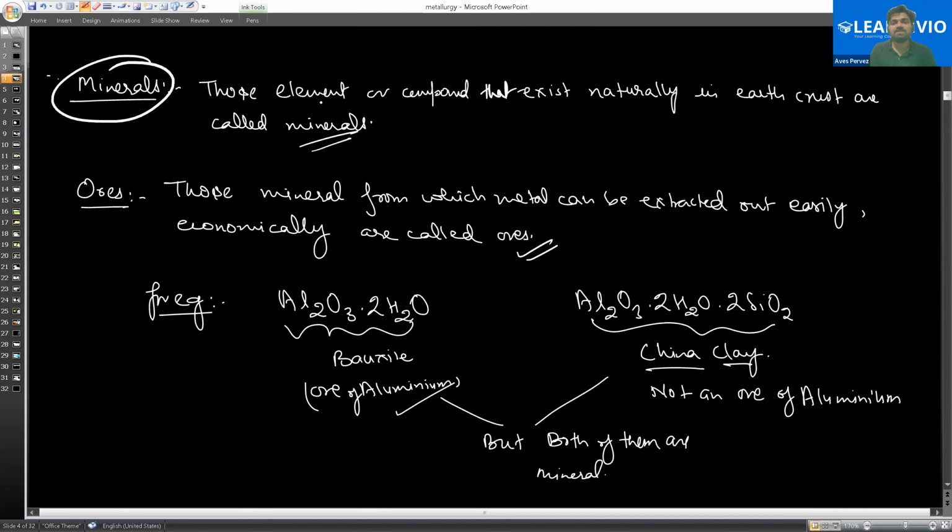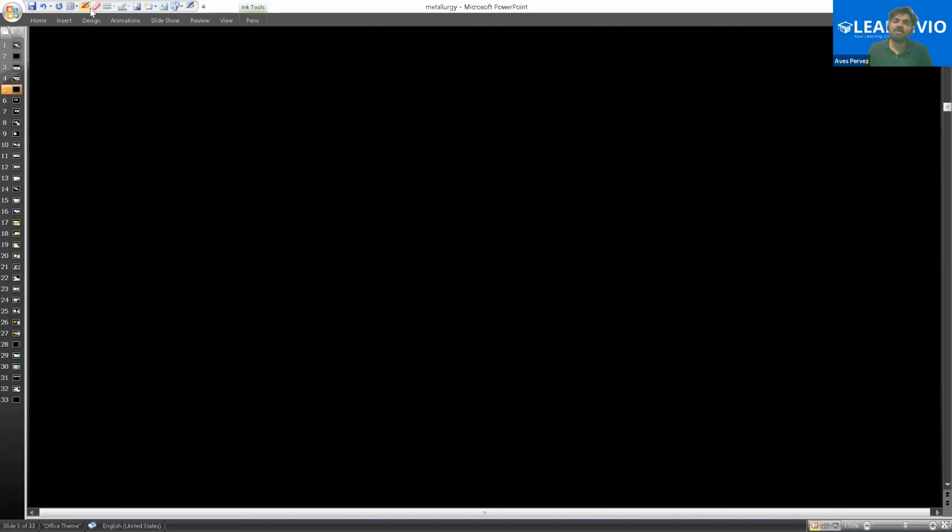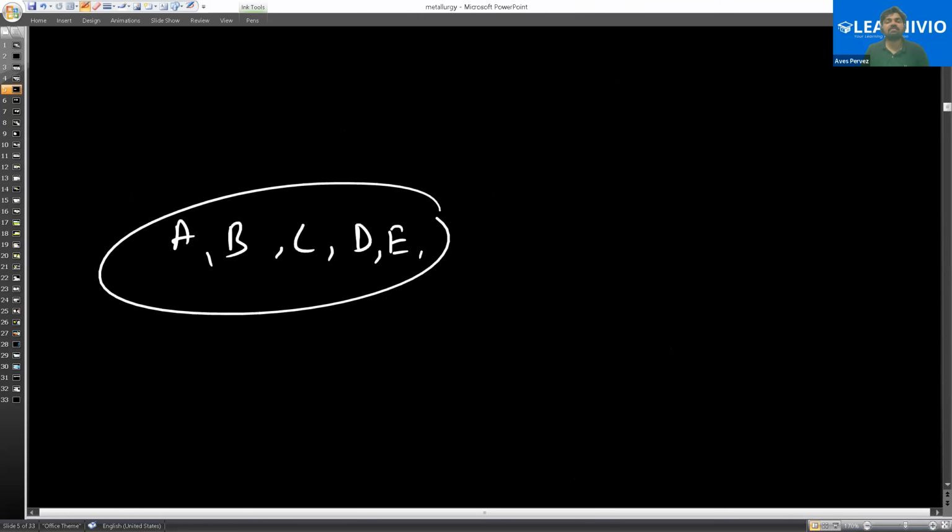Minerals are those elements or compounds that exist naturally in the earth crust. What do we call them? Minerals. What are ores? Those minerals from which metal can be extracted easily and economically are called ores. So ores are those minerals, like for example, you have A, B, C, D, E. These are the five minerals.